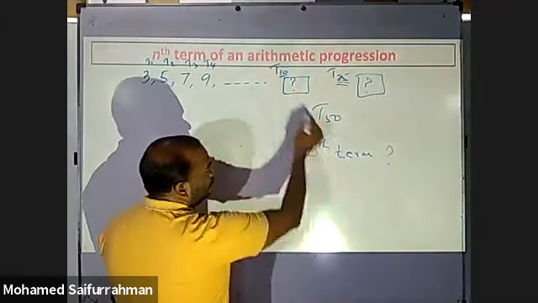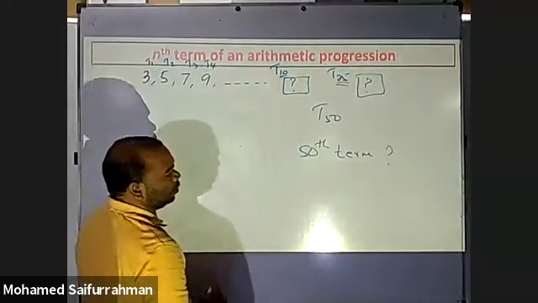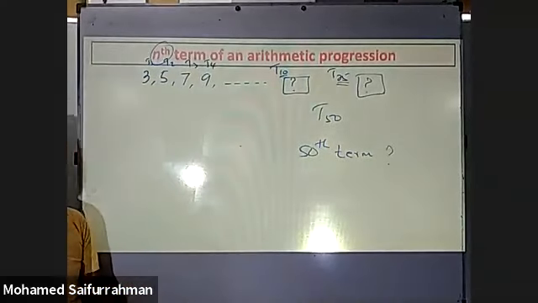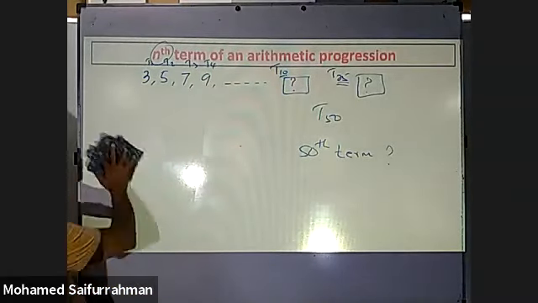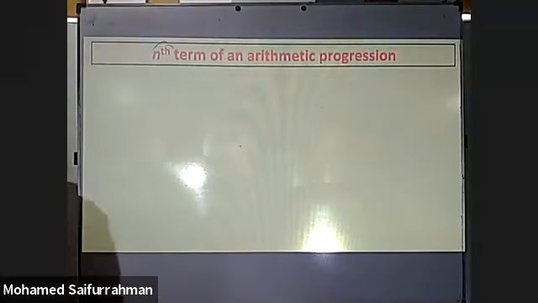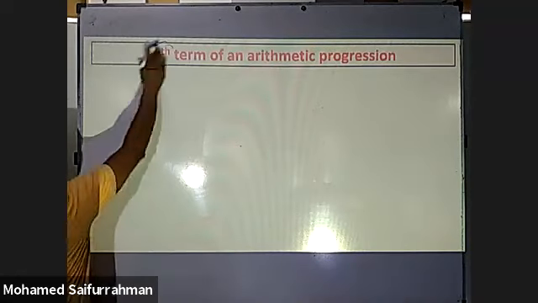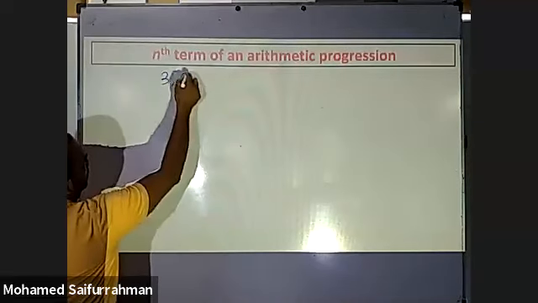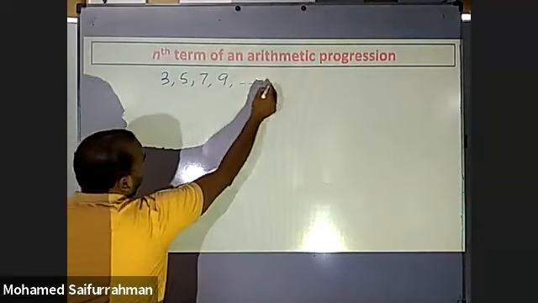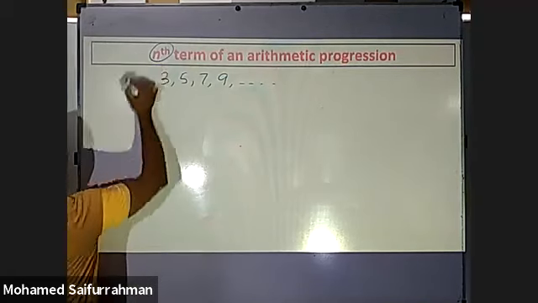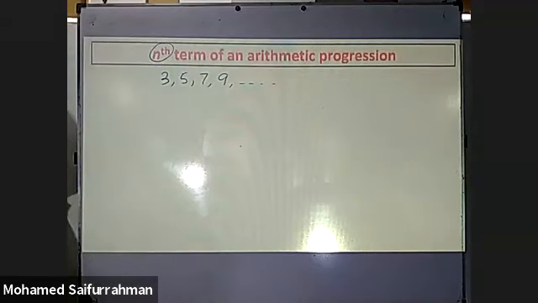So to answer this question, we should go for an equation or the method of finding the nth term. So let's take the same example, 3, 5, 7, 9. Let's build up the method to find the nth term of an arithmetic progression.